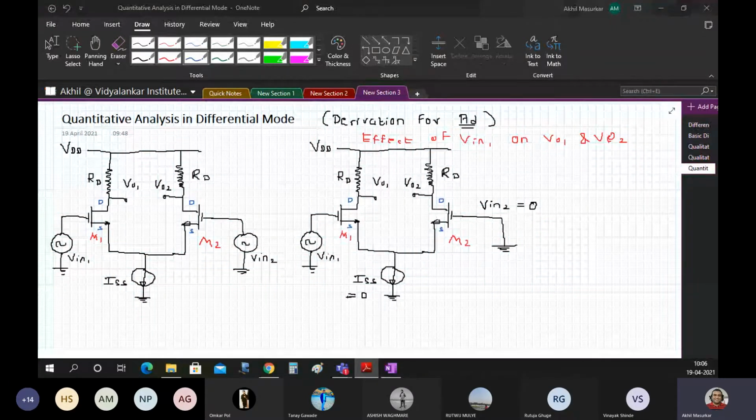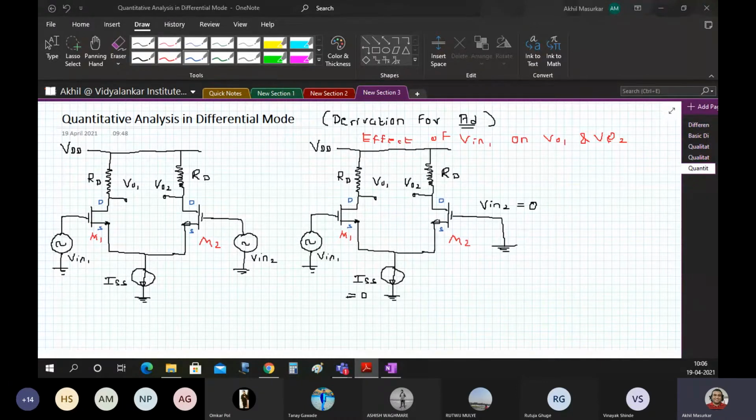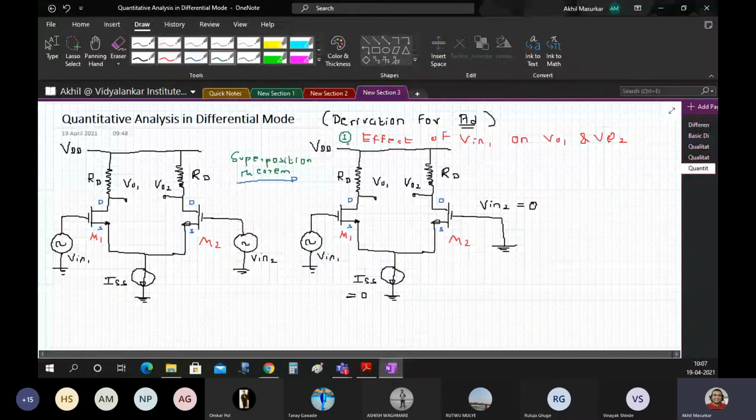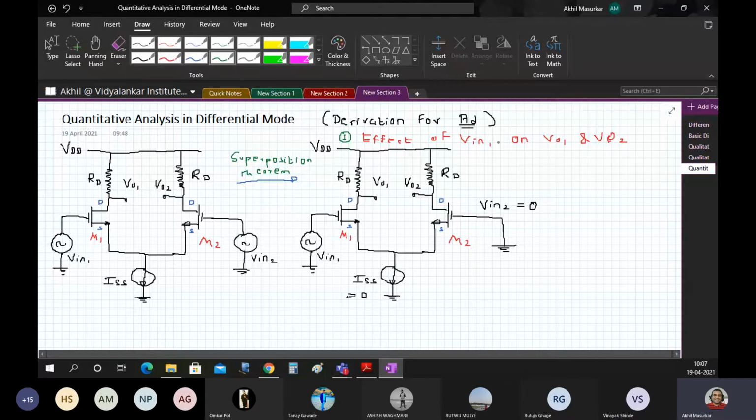So to analyze this circuit, we are actually using superposition theorem. And this is the first case, effect of V in 1 on V01 and V02. Once you are done copying this, please write done in the chat box.